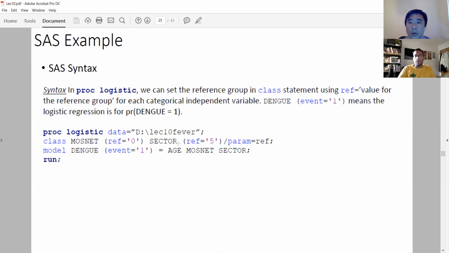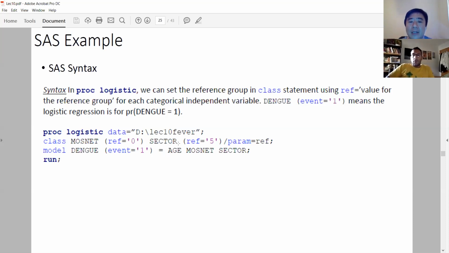It will base on the characters. If this variable is not a numerical variable but a string variable, SAS always sorts by alpha and alphanumeric, and then always uses the last one as the reference group. So that's the way SAS does it.